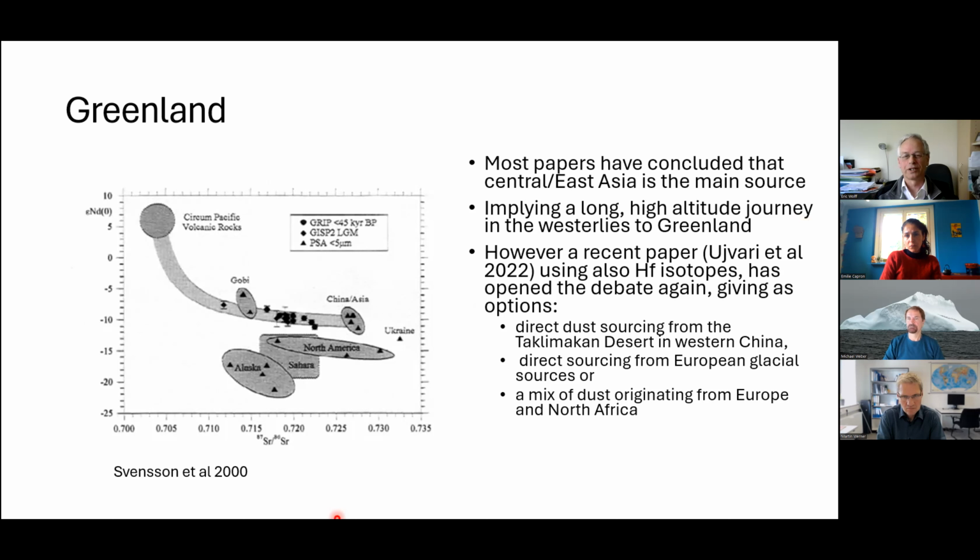But there's a recent paper by Gabor Ujvari, who I think is also on the call, using the same isotopes, but also hafnium isotopes, which has opened up the debate again, I think, suggesting that another option that would actually fit the isotopic data for Greenland would be a mixture of dust originating from Europe and North Africa. So it doesn't rule out the Asian sources being important, but it adds the possibility that there's a significant source from Europe and North Africa, and maybe Gabor would like to comment on that later.